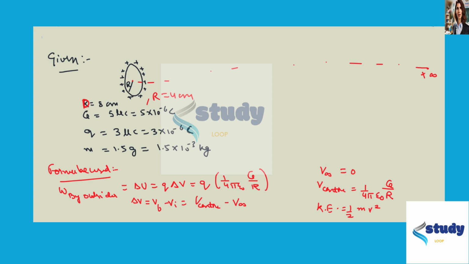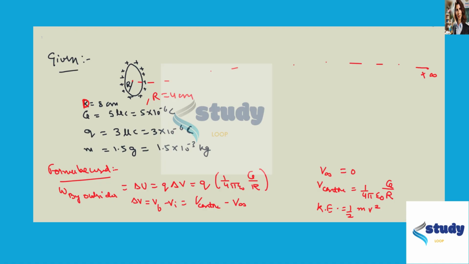So the question is, what is the work done by the outsider to bring this charged particle, 3 microcoulomb, from infinity to the center of the ring? Another question is, is it necessary to take the path along the axis of the ring? And the third question says, if the ball is slightly displaced from the center of the ring, what will it do, and what is the maximum speed it will reach?